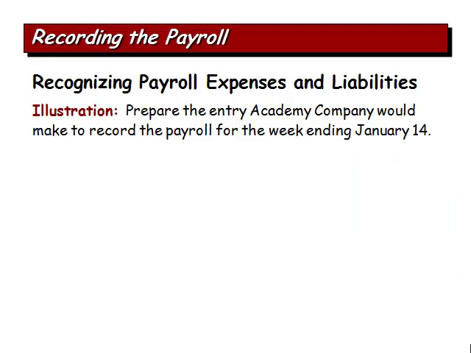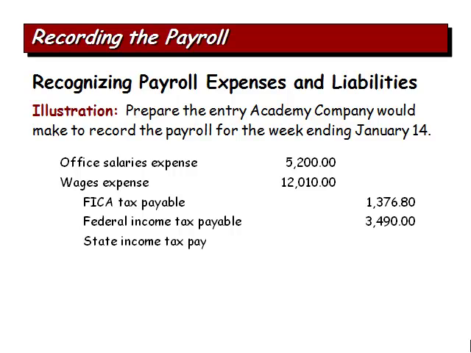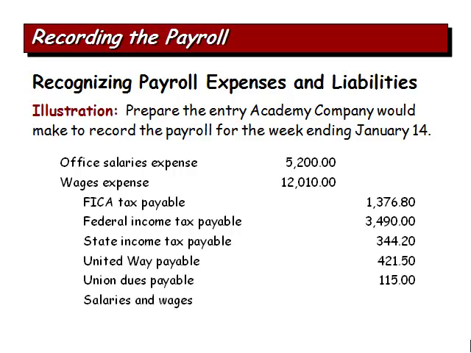So illustration here, prepare the entry the Academy company would make to record the payroll for the week ending January 14th. So debit the office salary expense and debit the wages expense. Some businesses will separate office versus factory expenses. Others will just make it one big expense. And then we show different kinds of payables, of things that we've withheld from their paychecks, and then come up with salaries and wages payable.